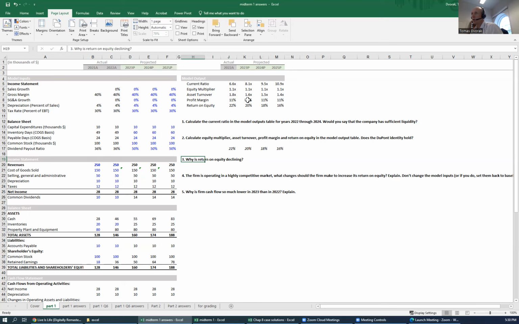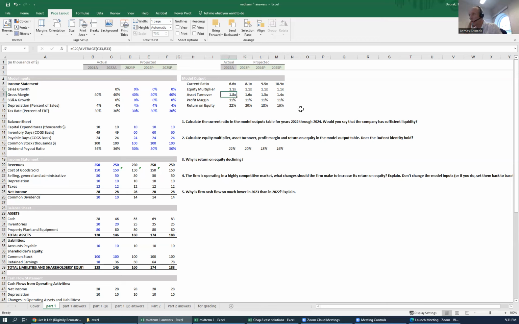You could see that it's not profit margin. Profit margin is the same. Net income is the same, and revenue is the same. So that's not the problem. Asset turnover is definitely declining. So that's one source of that decline in a return on equity. Equity multiplier also remains roughly constant.